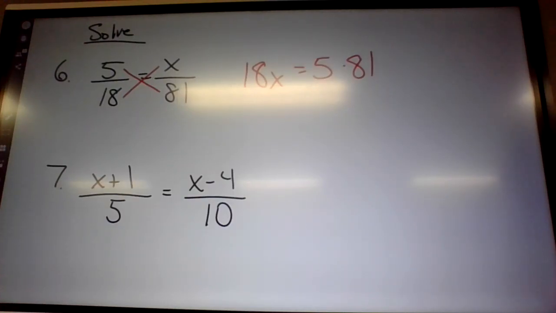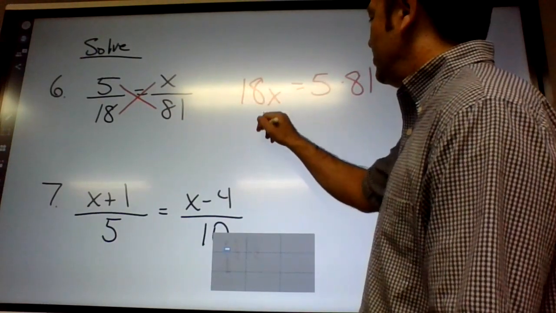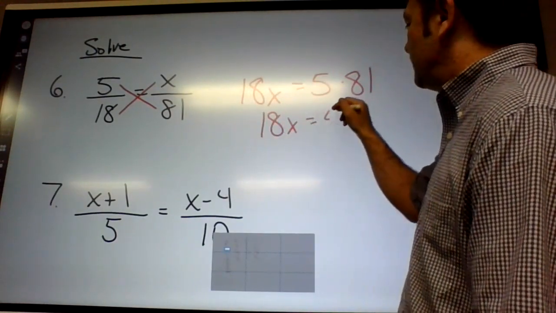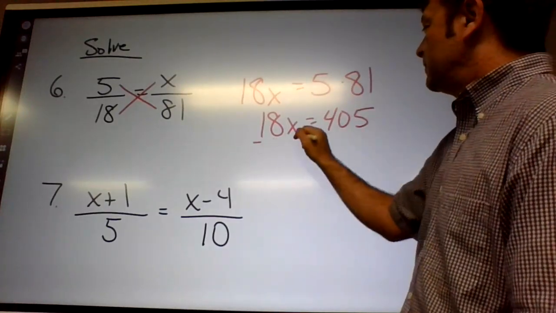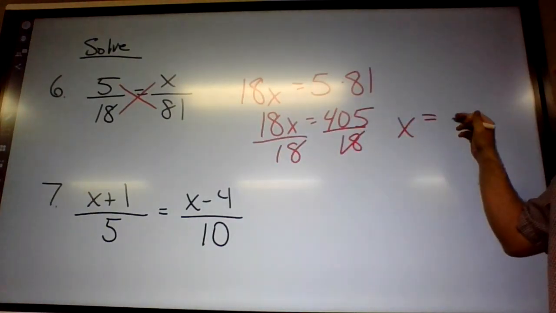Wait, is that all we have to do? No, you've got to solve for x. So 5 times 81 is 405. Divide by 18. 22.5.